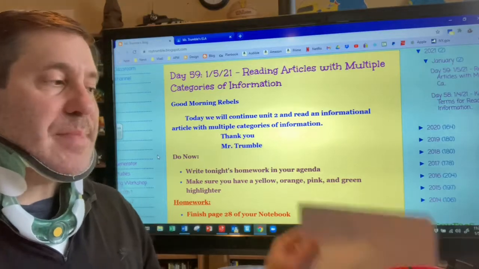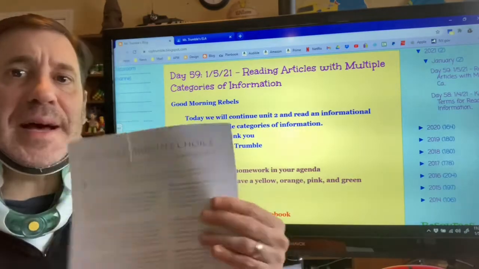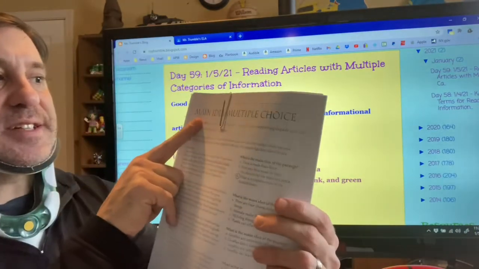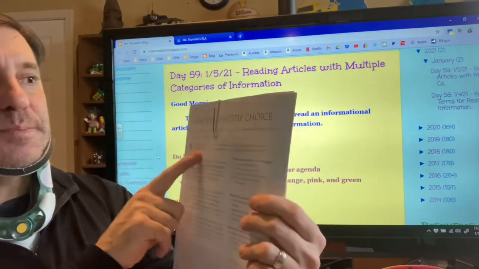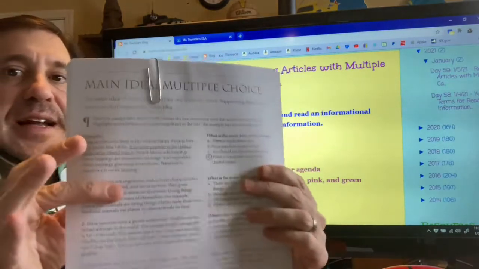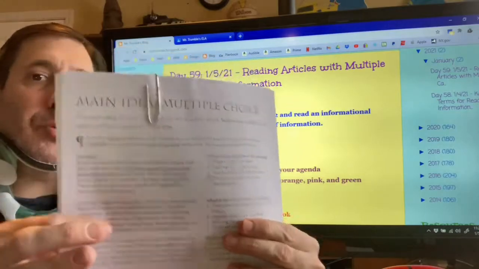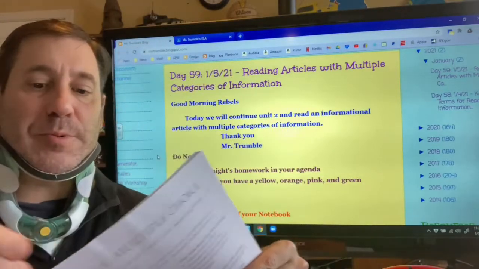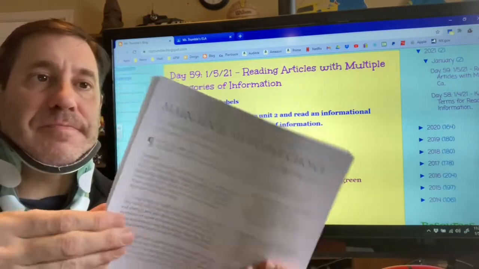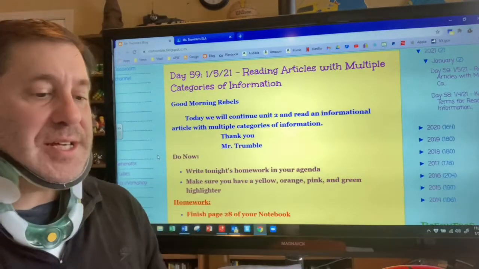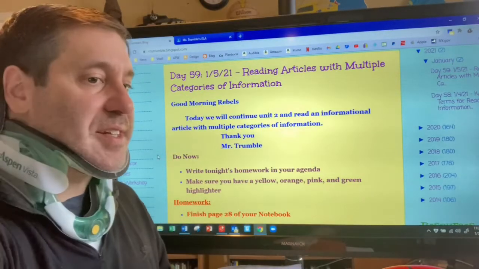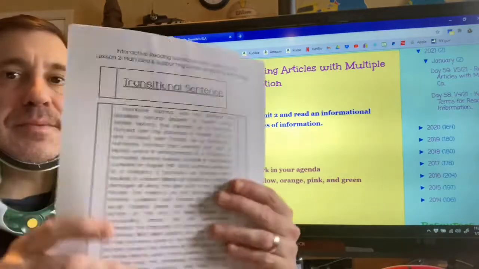Now, as I take out my packet, it looks like this. It has this sheet on the top. It says main idea, multiple choice. This is actually not the sheet we're going to do today. This is a quiz that you guys are going to take later in the week. So for now, I can take this top sheet off and set it aside. And now my packet looks like this.